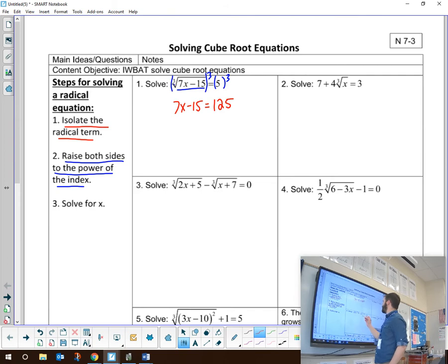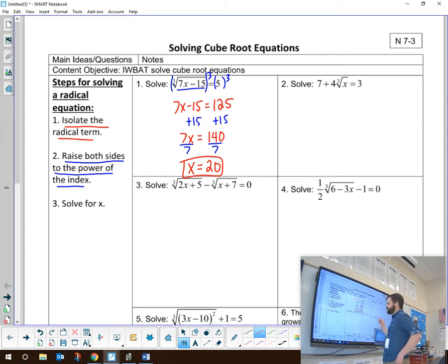To solve for that x, I'm going to have to go through the steps here. I'm going to add 15 to this side, add 15 to this side. We're going to get 7x equals 125 plus 15 is 140. Then we will, of course, divide both sides by 7, and we will get x equals 140 divided by 7 is, of course, 20. So there's my answer, x equals 20.